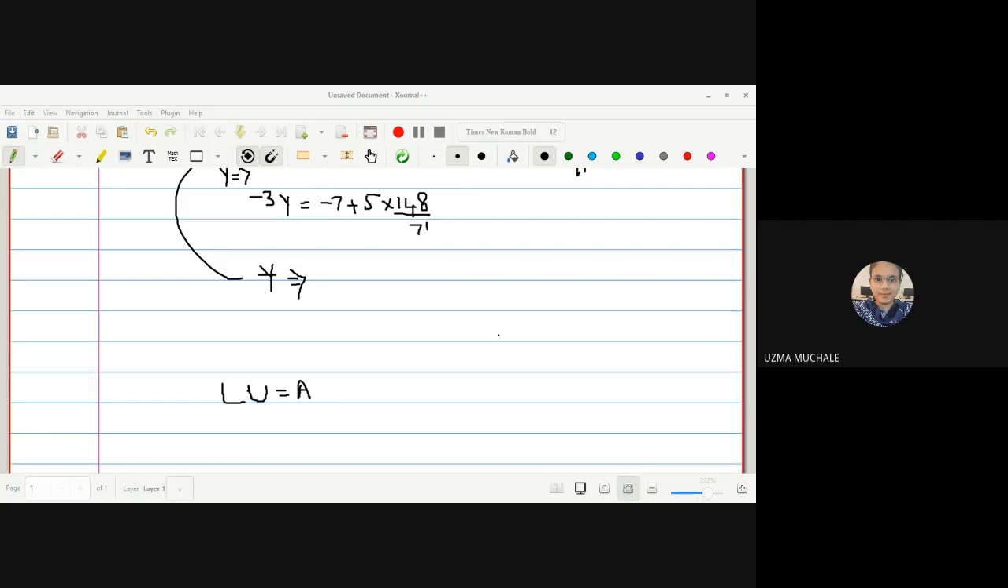Okay, I hope you have found the value of x. Let us proceed for the next one, that is LU decomposition method.